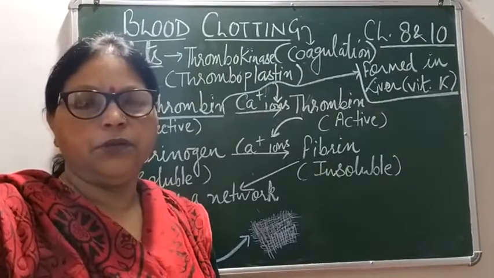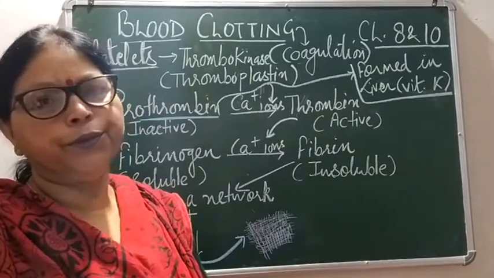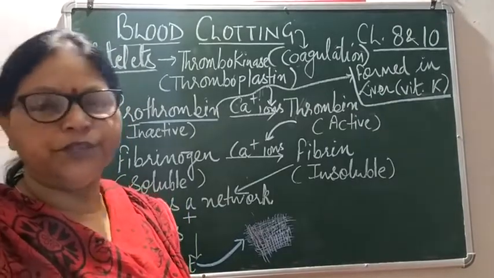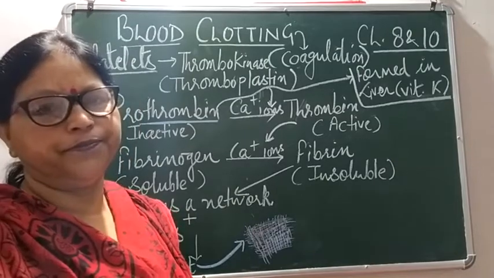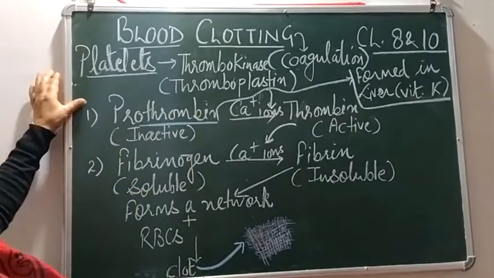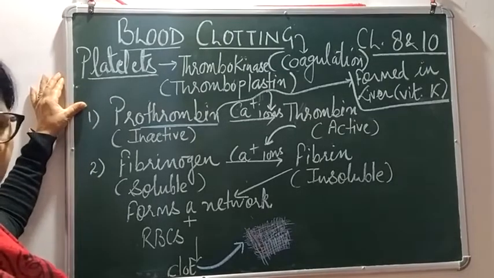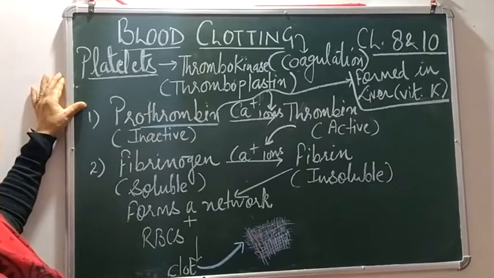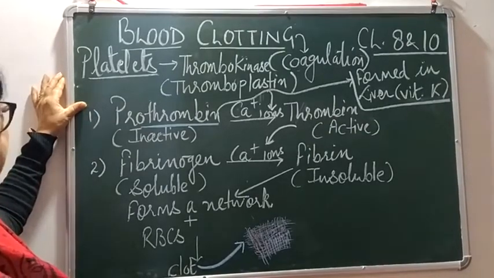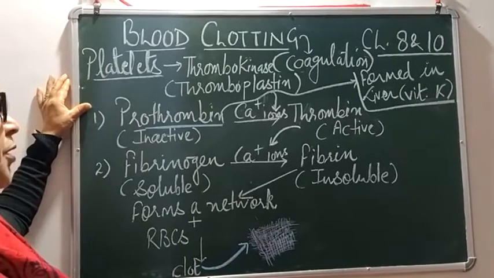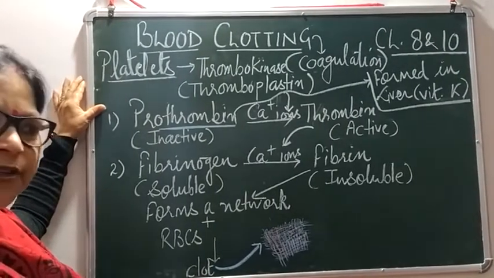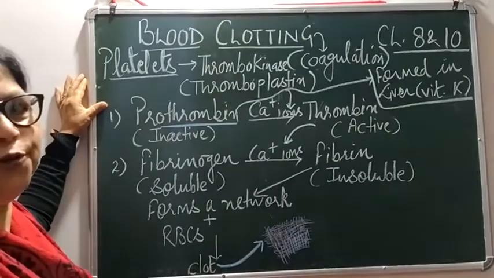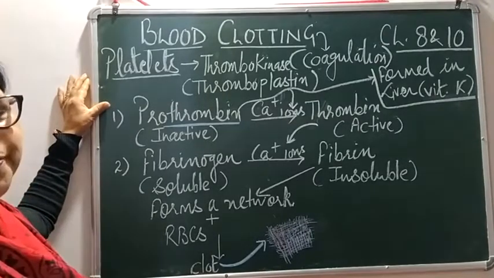Hello everyone. Today I am explaining to you an important process, the mechanism of blood clotting, from the same chapter, circulatory system. As you all know, platelets, a type of blood cell, have a very important role in clotting of blood. Whenever there is an injury in any part of our body, the blood starts moving out, but after some time it clots and prevents further flow of blood from that injured part.